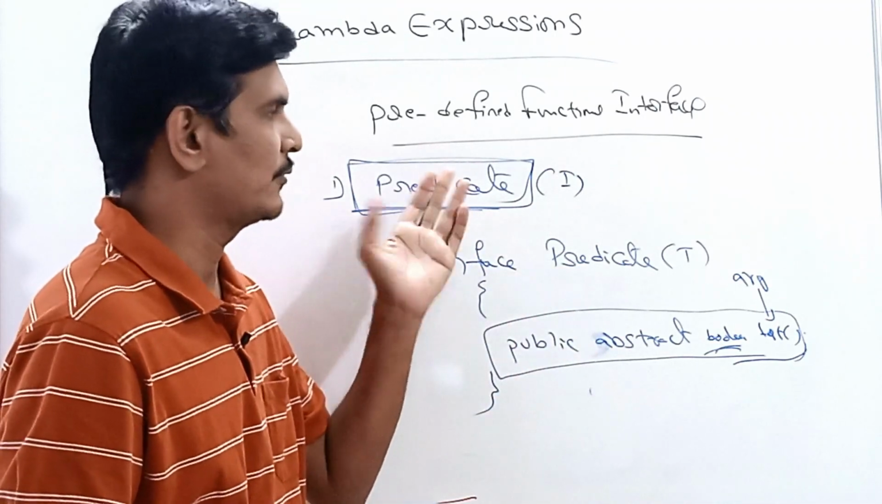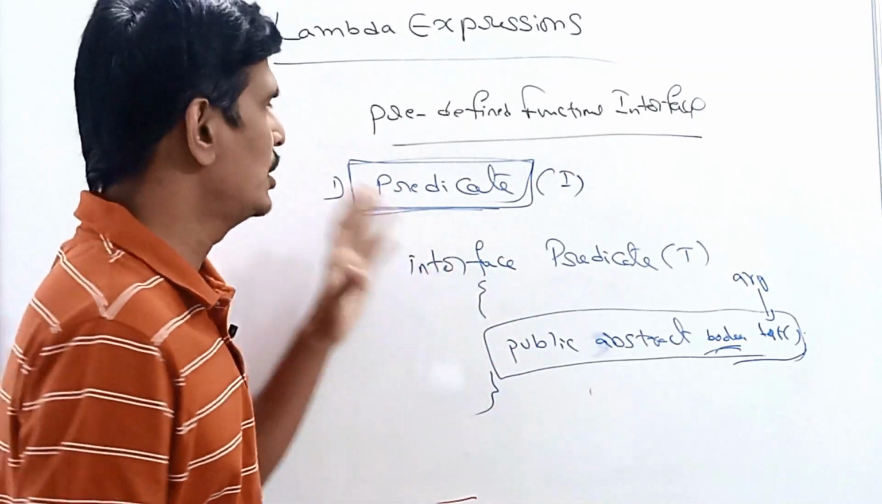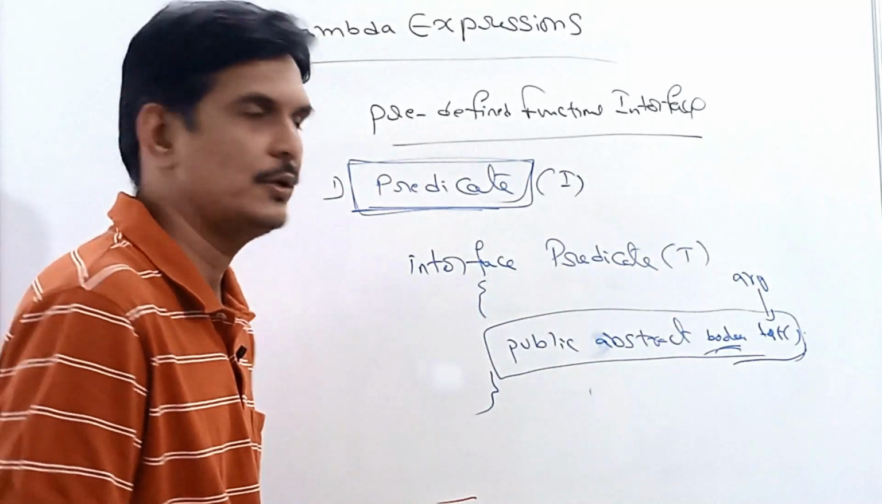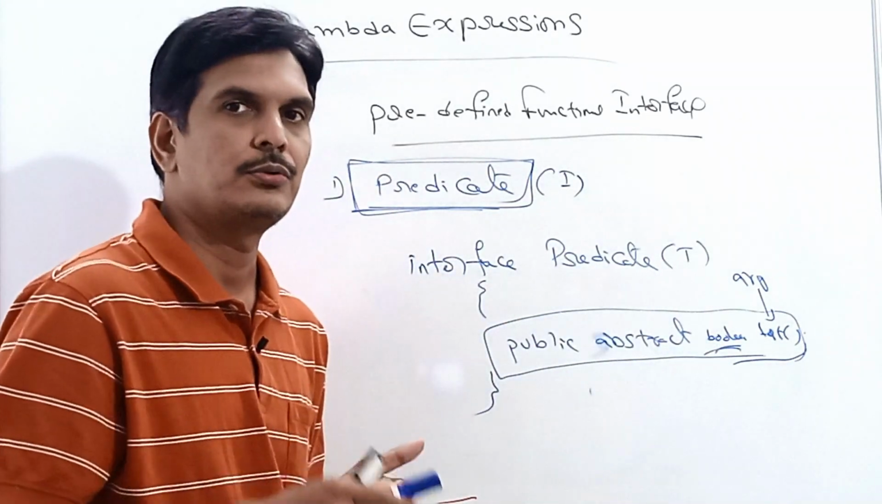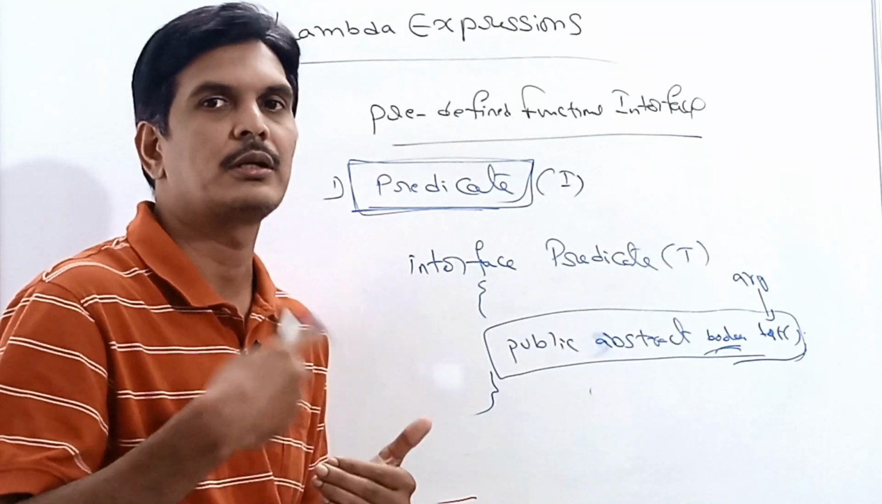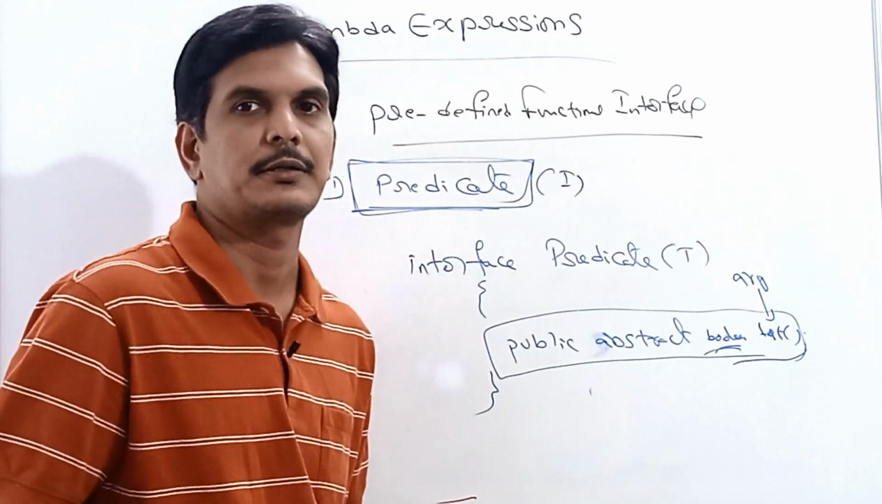Apart from predicate, we also have function, supplier, consumer, and so on. We will discuss them in the next video. Now we will see some practical examples of how we can use this predicate interface along with the test method to write and invoke different types of Lambda expressions. Okay, now let's move on to the coding part.